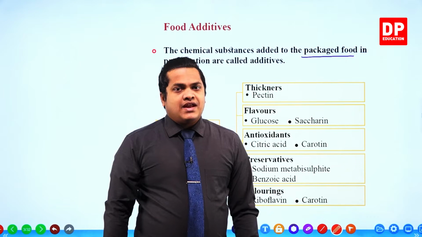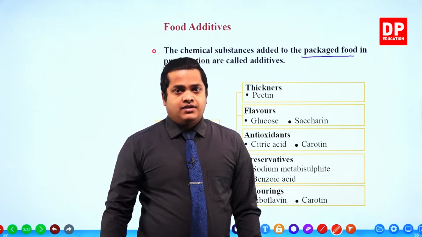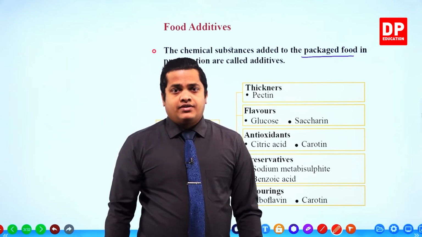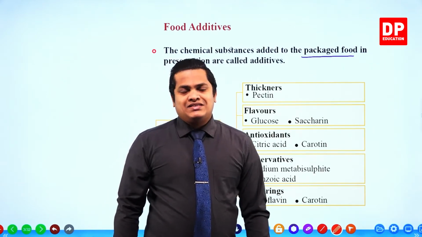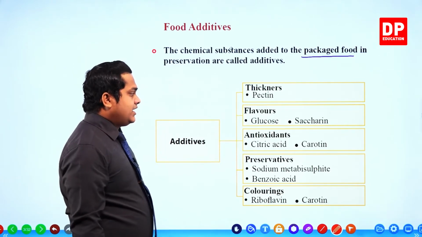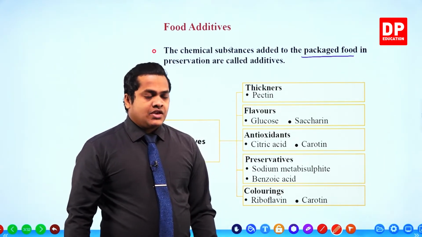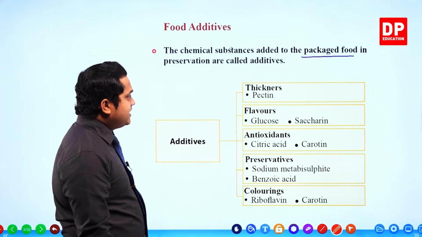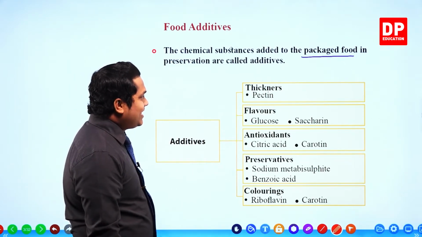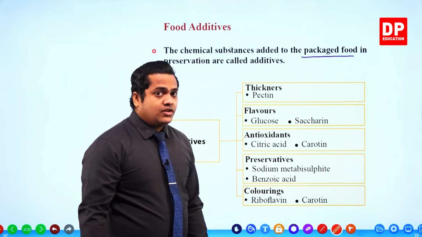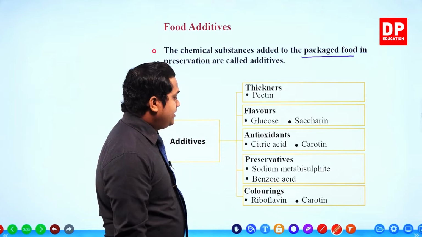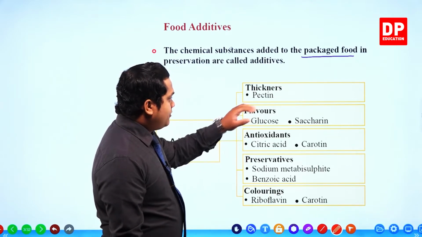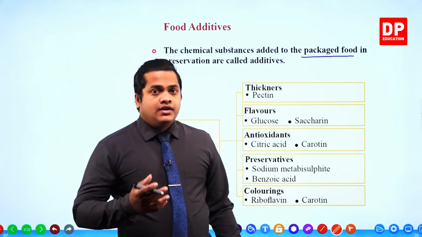These additives are added in order to enhance the flavor, taste and appearance, to keep the food for a longer time, or for preservation, and there are other different purposes too. So we'll be discussing what these additives are, the types of additives and examples. First of all, you are given the types of additives that we add to food. The first one is thickeners. For thickness, an example given is pectin. So pectin is a thickener.